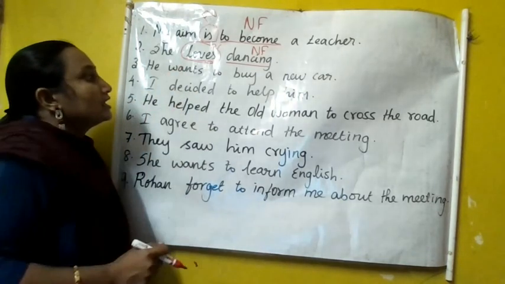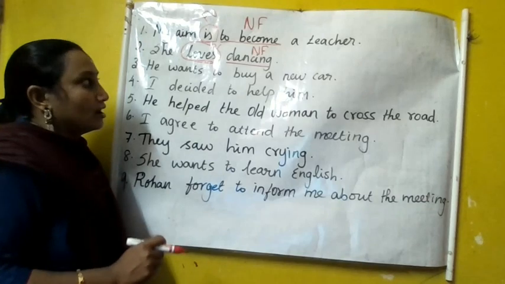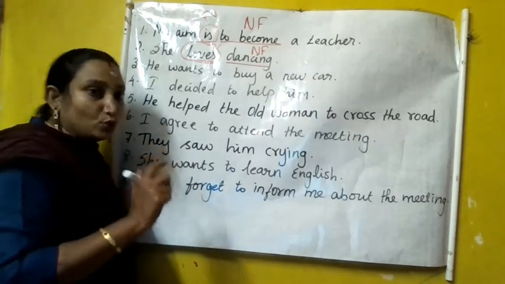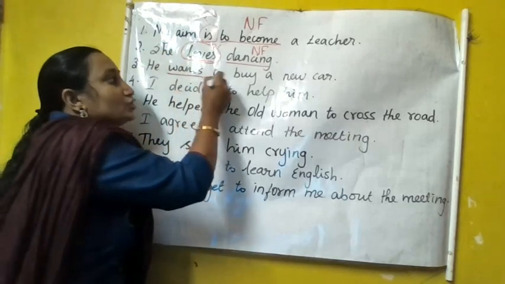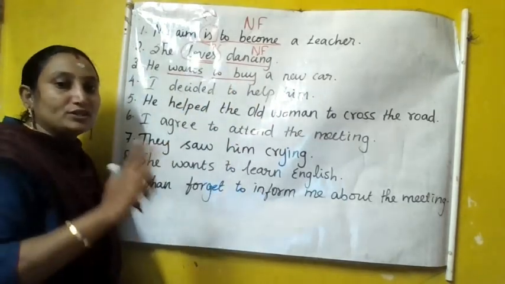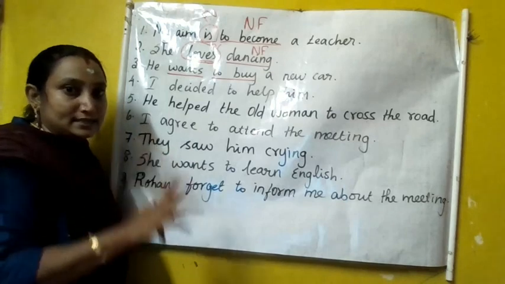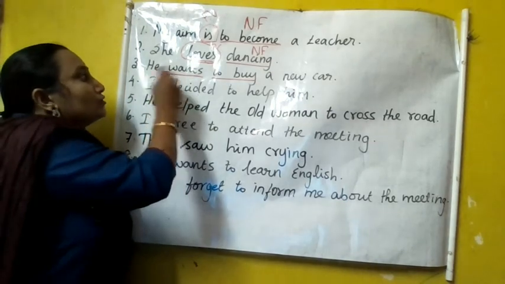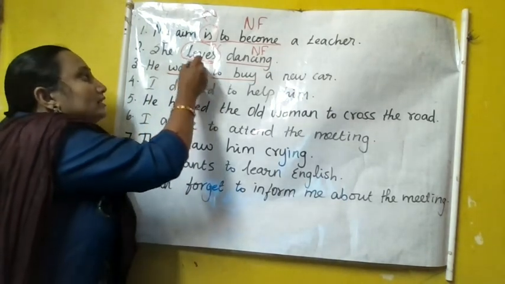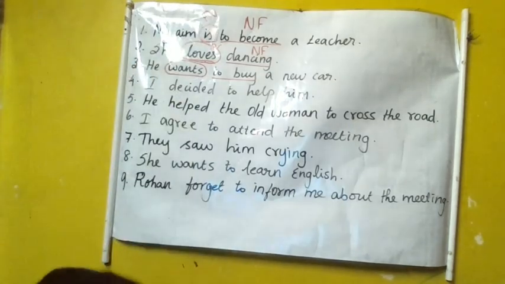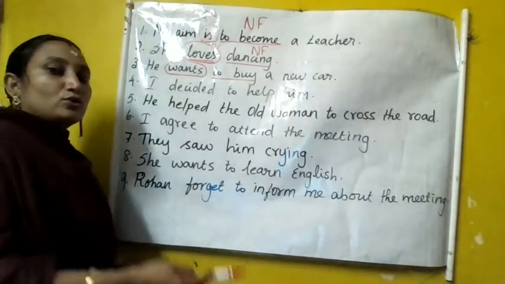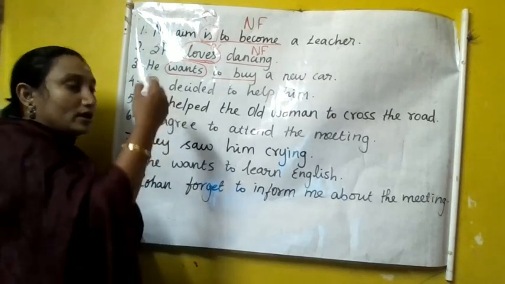Next, he wants to buy a new car. Again, we have two verbs in this sentence. One is wants and the second one is to buy. Both these are the verbs in the sentence. First one, wants. It undergoes changes. He wanted. He wanted. It undergoes change according to the tense.